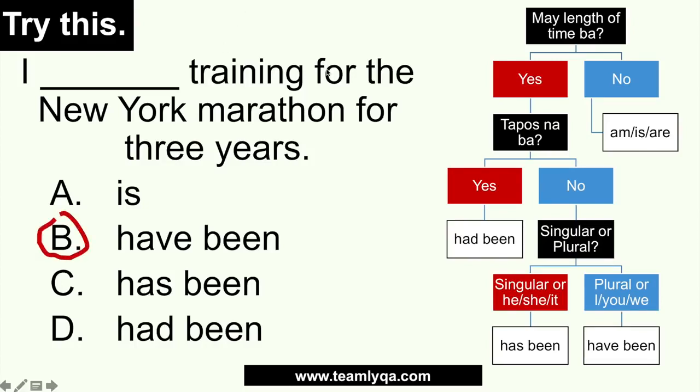Kasi, meron kang 3 years, pero hindi natapos. So, ito ay actually present perfect progressive. Kasi, nagsimula sa past, pero nagpapatuloy pa hanggang ngayon. Okay? Now, baliktarin natin yung sentence and then we're just going to follow the same flow chart. I'll show you, okay?